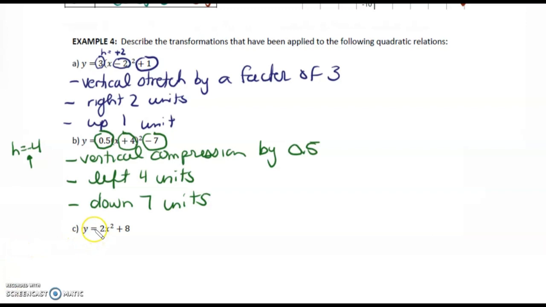C, y equals 2x squared plus 8. So here's the issue with this function. So we have y equals 2. That's fine. We know that that 2 value is our a value. So that's a vertical stretch by 2. Okay, let's talk about where did the bracket go.